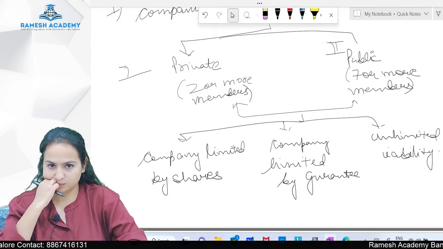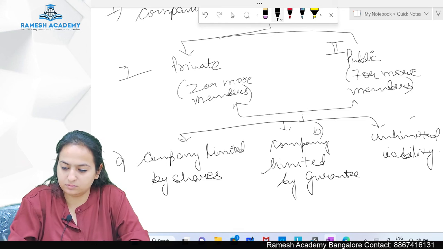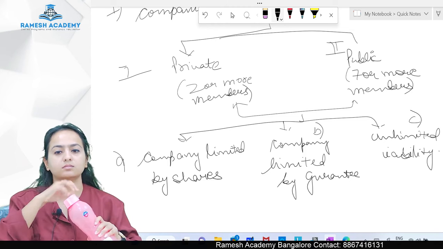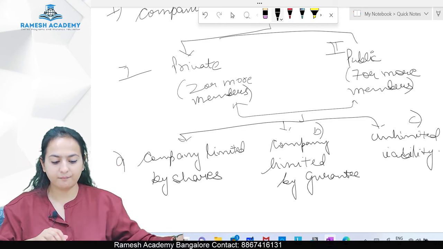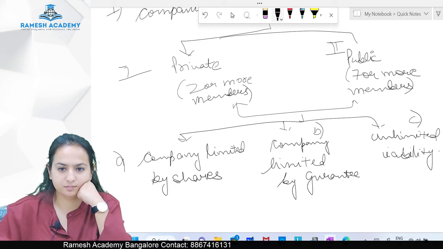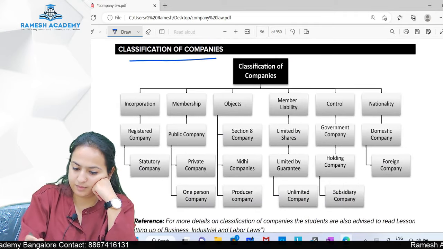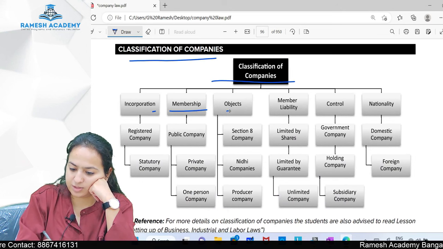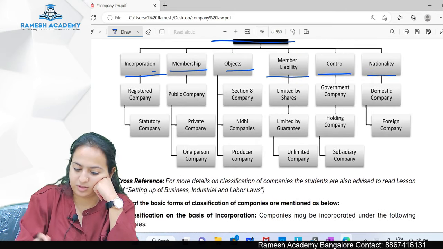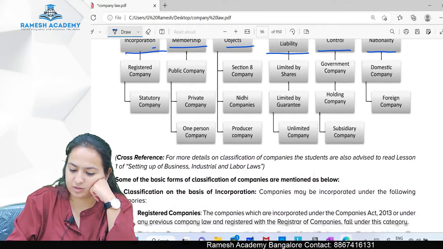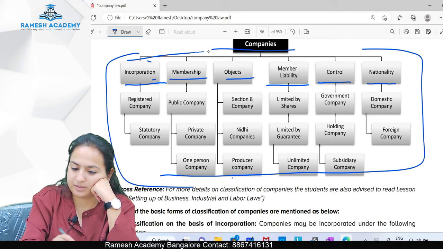Table. See, classification of companies now. Classification of companies: incorporation, membership, object, member liability, control, nationality. This is not important, but you can just read it, give it a glance. Classification on the basis of incorporation. This is the table. On the basis of classification, the companies are divided, okay?